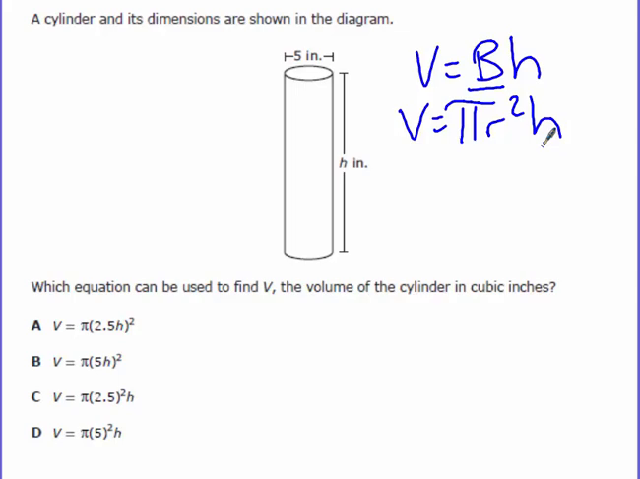Now the part that they try to catch you on is the fact that of this circle, they give you the diameter, not the radius. So we know the radius is 2.5. So I immediately can eliminate B and D as my answer choices. Okay, so the answer has to be either A or C. But if you look at A, I'm squaring both the radius and the height. And we know that's not what we do in the formula. So the correct answer should be C.